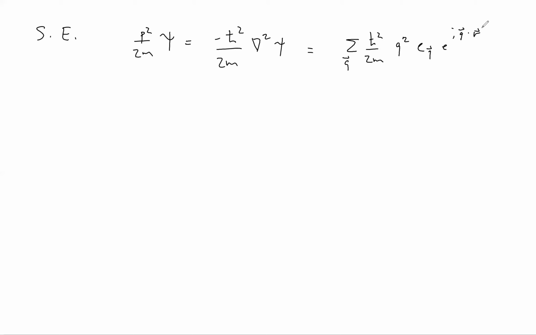Remember, the kinetic energy operator is p squared over 2m. That's minus h bar squared over 2m times del squared acting on psi. Let's insert our expression for the wave function here. So two derivatives on psi brings down a factor of q squared. So the kinetic energy term will look like the sum over q of h bar squared over 2m times q squared, c_q, the Fourier coefficient, times e to the i q dot r.